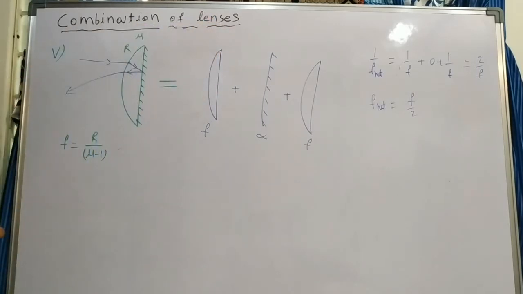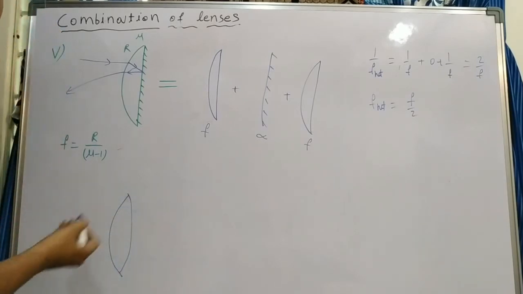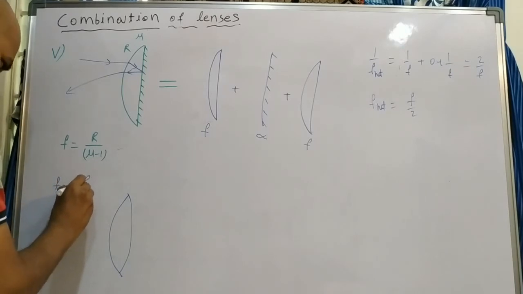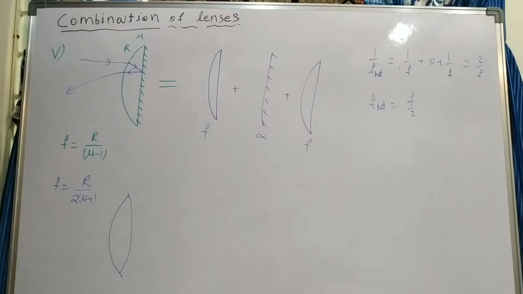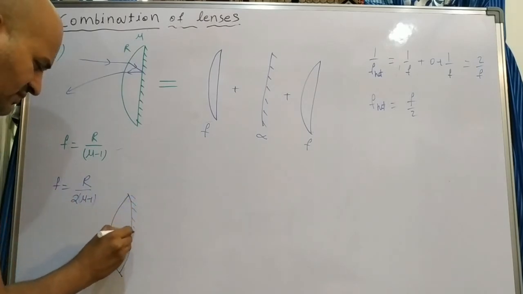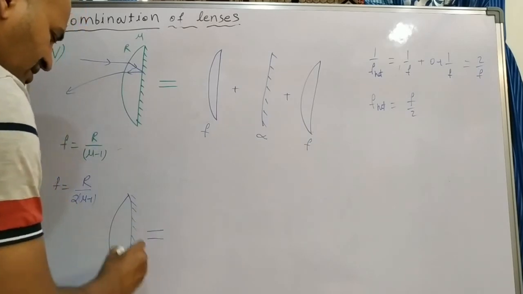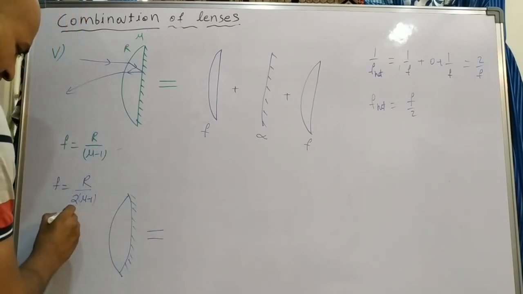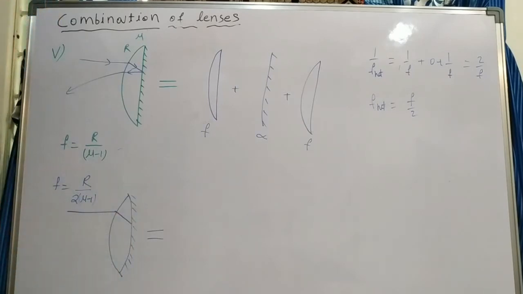The same thing, suppose you take a double convex or equiconvex lens. What is the focal length formula? R by 2 into mu minus 1. Suppose one side of the lens is silvered. Then we can write this combination like this: first the light ray enters into the convex lens, reflects on the curved surface, reflects back, and finally comes outside.